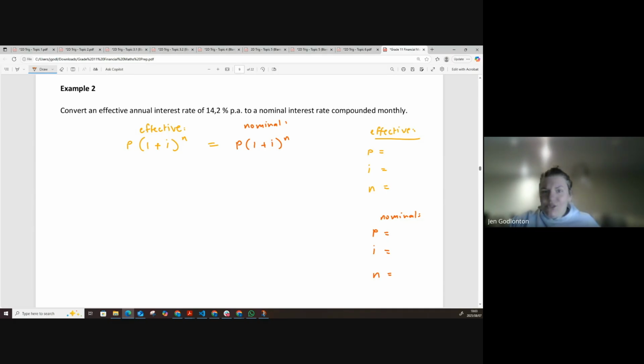So I would always just make P1. It's just the easiest. So the easiest way to do these questions is always to just invest 1 rand for 1 year. But it doesn't matter. As long as your p-value is the same in both, you'll get the right answer.